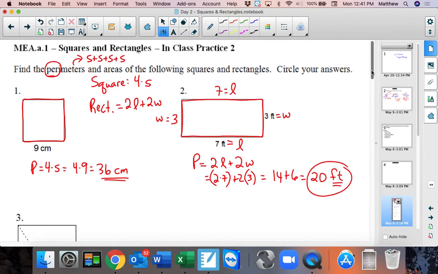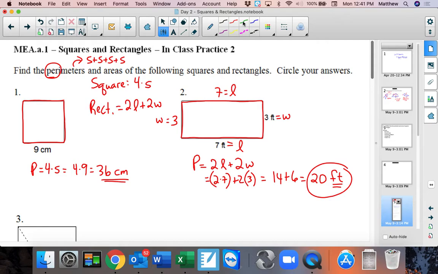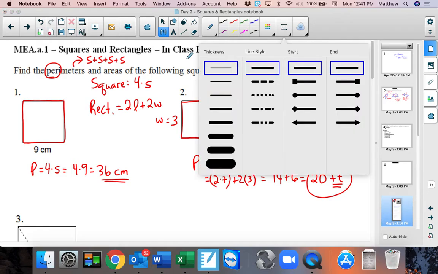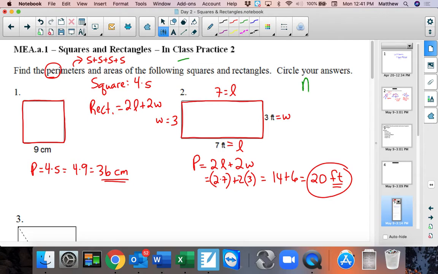Let's think about area. Maybe put that in green. Hopefully you can see this all right. So area for a square is just side squared. And for a rectangle, area is length times width. This probably is a review for most of you, but it's always good to make sure we feel good about it. So area, side squared, is going to be 9 squared, which is 81.